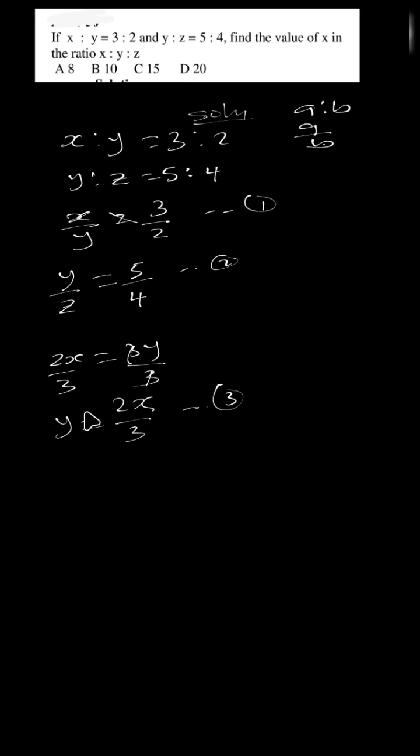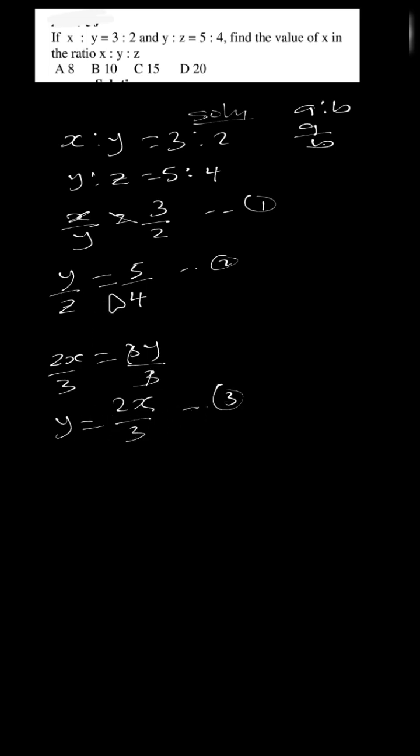Now let's solve equation 1. Let's make y the subject of formula here. What you just have to do is cross multiply. This multiplies by this and this multiplies by this, so it will be 2x equal to 3y. Now I want to make y the subject of formula, so you divide both sides by the coefficient of y, which is 3. This 3 cancels this 3, so we write y equal to 2x over 3. Let me call this equation 3.